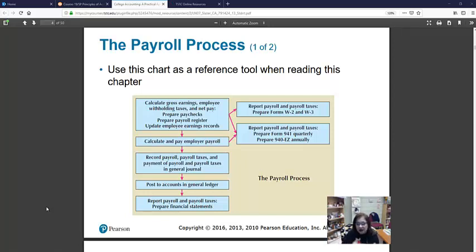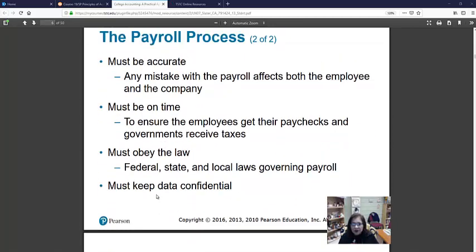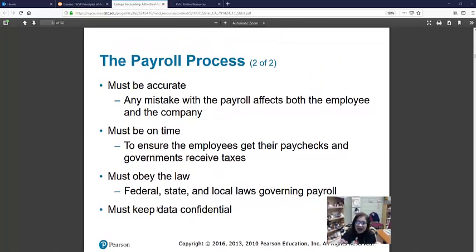So we have to calculate the pay, record it, record the payroll taxes based on the person, post to the accounts in the general ledger, and then report the payroll and payroll taxes as well, and then begin to prepare the financial statements. So we must be accurate. Any mistake in payroll affects both the company and the employee. It has to be on time because, of course, people need to get their paychecks.